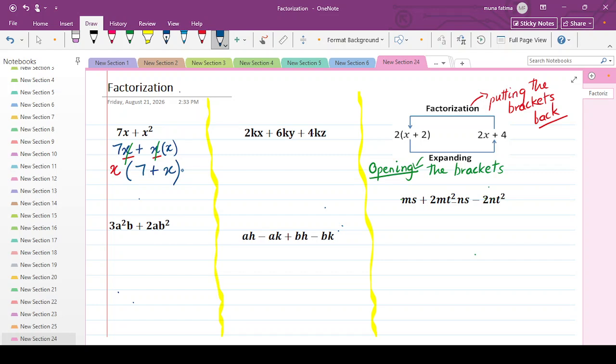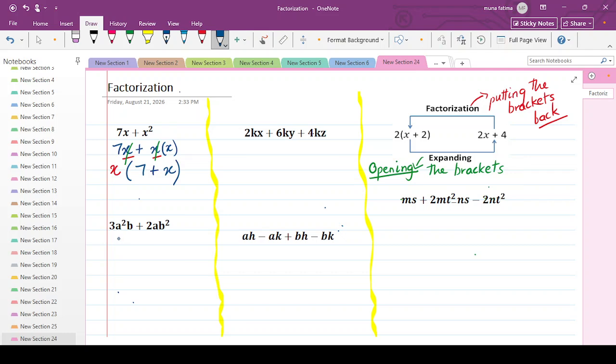We can check our answer. X multiplied by 7 gives you 7x. X multiplied by x gives you x squared. So nothing has been changed. We have just put the brackets back, or we can say we have written the expression in a different form, which is called factorization. Let us move on to the second one.